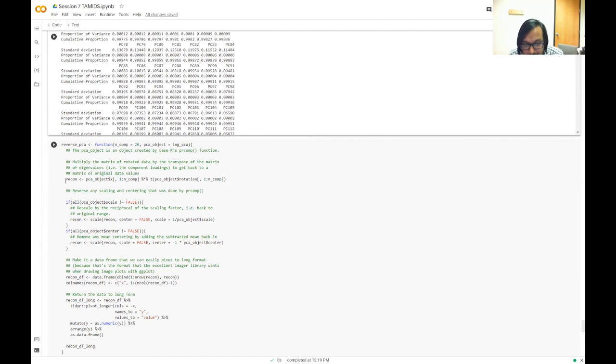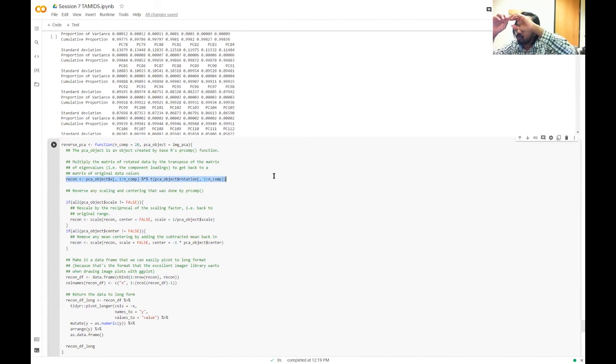So the first step is we are going to move from the PCA values to the original values. So we are going to multiply the PCA values by the transpose of the rotation matrix. Remember, the rotation matrix had the original variables in the rows and the PCAs in the columns. So if I do the PCA times the transpose, I can get back the original variables. But we are not going to use all the PCA values. We are going to use only n-comp of them, with the default value 20, to get back the original variables.